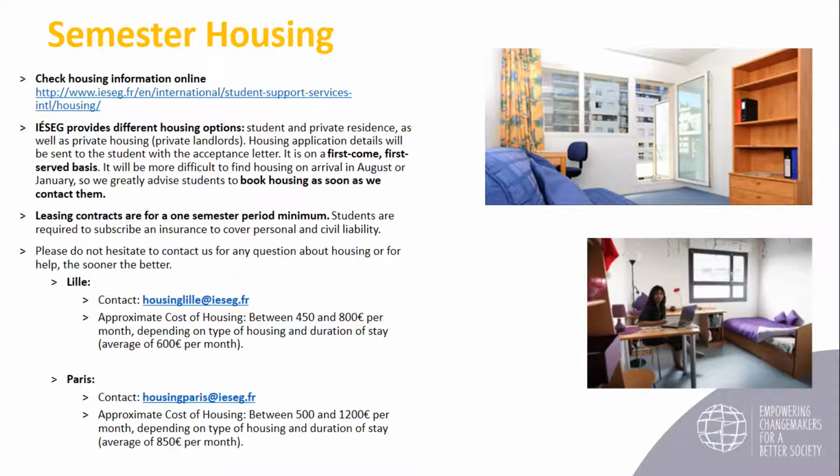В среднем в Лилле жилье стоит где-то между 400 и 800 евро в месяц. В Париже это где-то между 500 и 1200 евро в месяц.